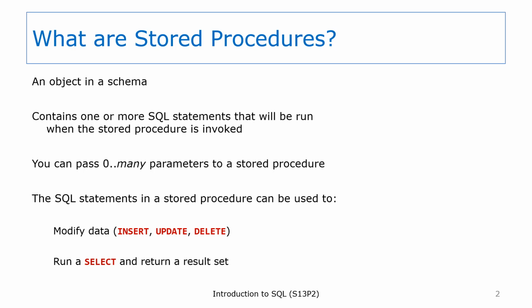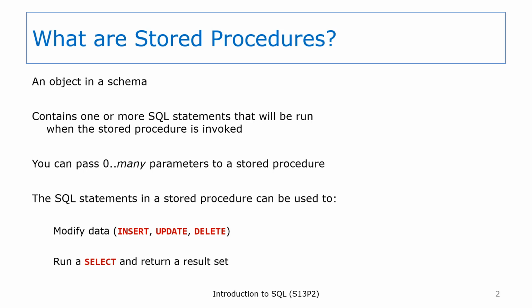A stored procedure contains one or more SQL statements. The statements are run when you invoke the stored procedure. You can define a stored procedure so that it will accept parameters when you invoke it. You are not required to define any parameters, or you can define as many parameters as needed. Each parameter has a name and a data type specified for it.